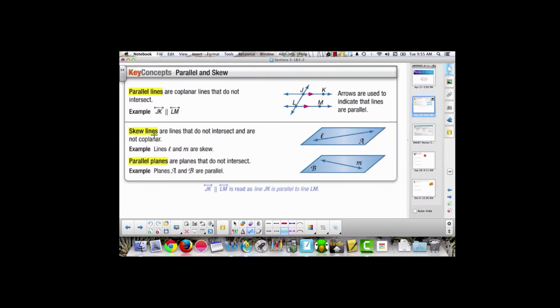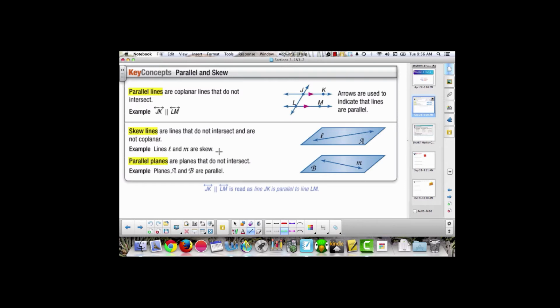Skew lines are lines that are not coplanar. Notice the difference between lines L and M in these pictures and lines JK and LM. Like we said, I can draw a plane around these two lines that would contain both of them. But since lines L and M are moving in different directions, there is no plane that can contain both of them. And therefore, even though they don't intersect, they are not parallel, they are skew.